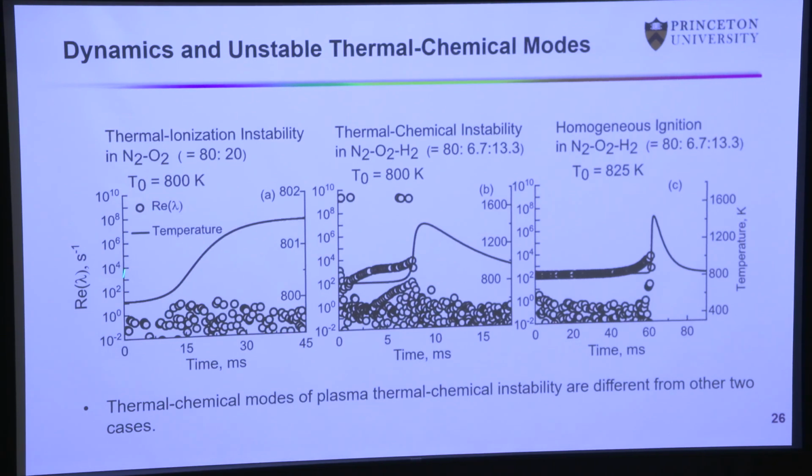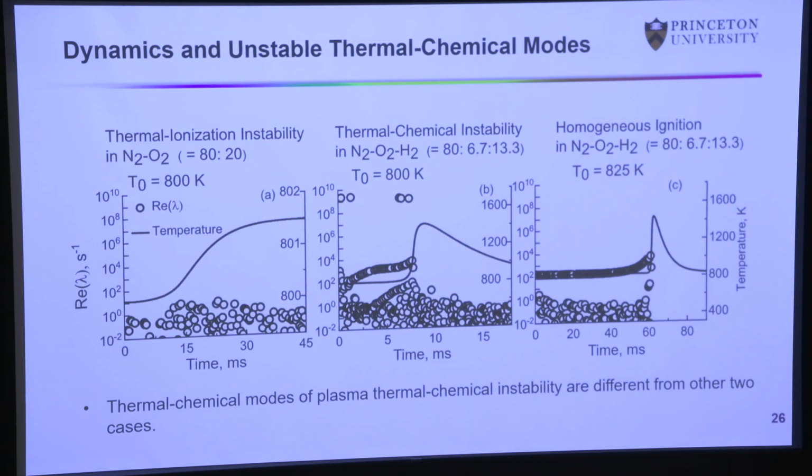This is the real eigenvalue, which is positive. You can see how many eigenvalues here are positive. But when you add hydrogen, you can see many, many more positive real values happening, which behave differently. So if you increase the temperature to 825, you can see that the positive unstable eigenvalues start to decrease.